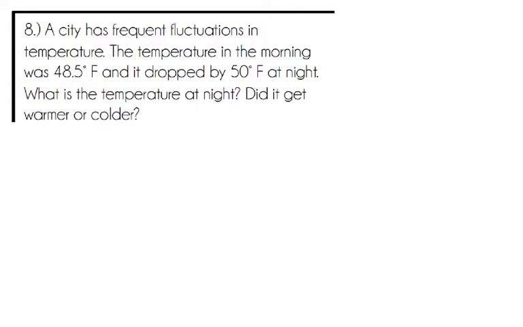Okay, here we have another question. A city has frequent fluctuations in temperature. The temperature in the morning was 48.5 degrees Fahrenheit, and it dropped by 50 degrees at night. What was the temperature at night? Did it get warmer or colder? First of all, what's important here, the temperature in the morning was 48.5 degrees Fahrenheit. It dropped by 50 degrees at night. They want to know what the temperature is. Did it get warmer or colder? Well, first of all, you should know it got colder because it's telling you it dropped.